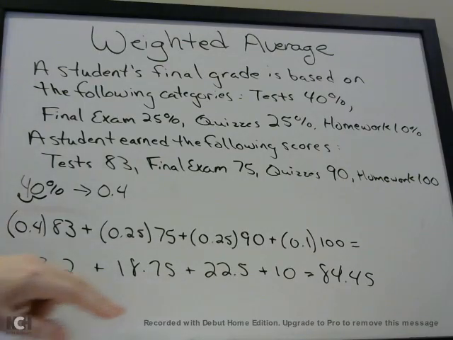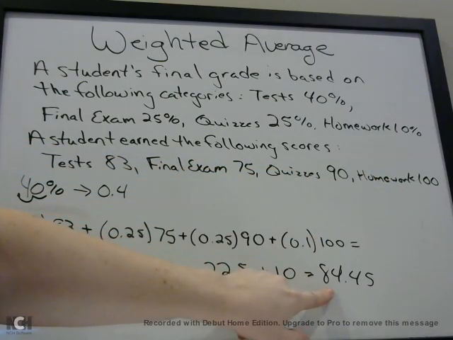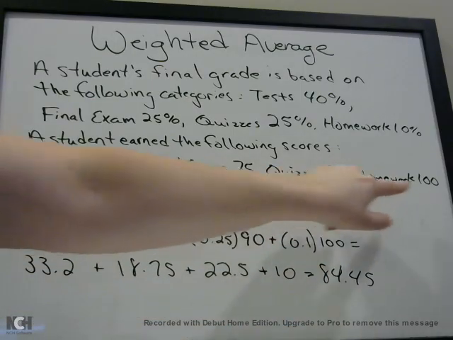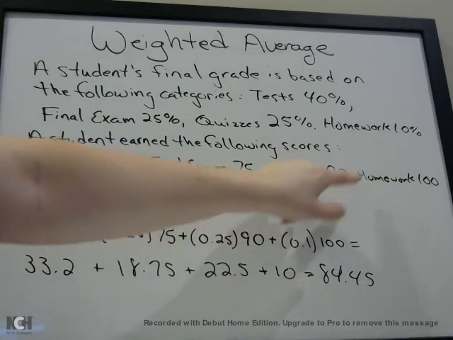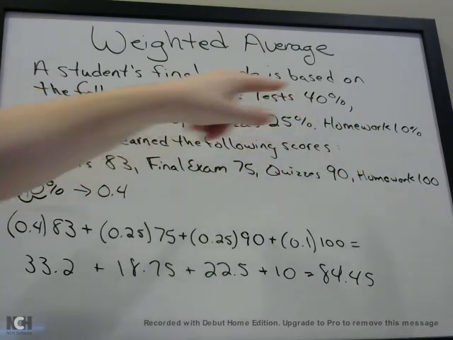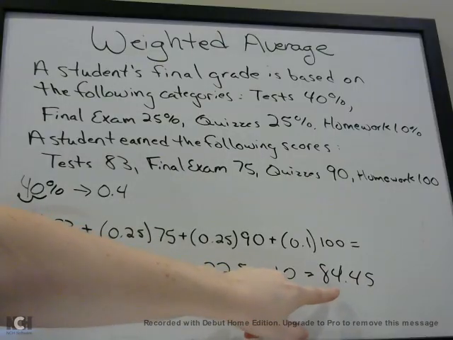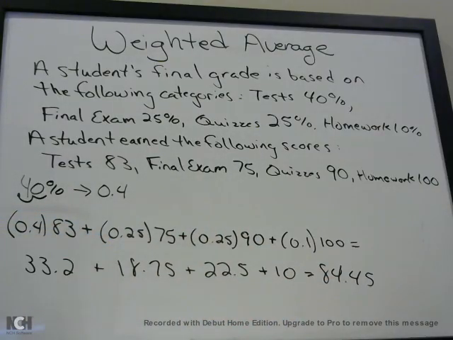You can see that they did really well on quizzes and homework, but in the end their grade was lower than that. It was only 84.45, even though they got 90 and 100. The reason is because these are weighted lower than the tests. So your final score is 84.5.